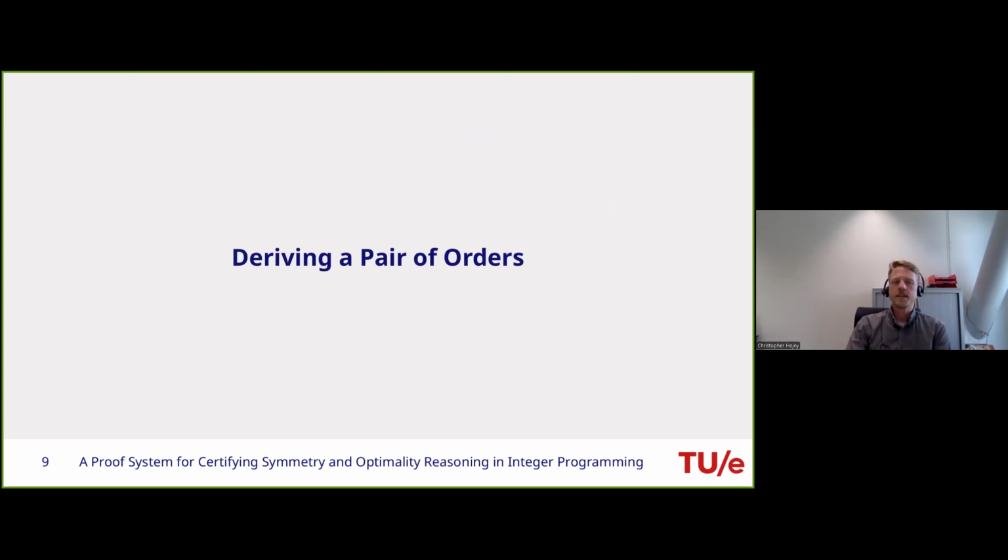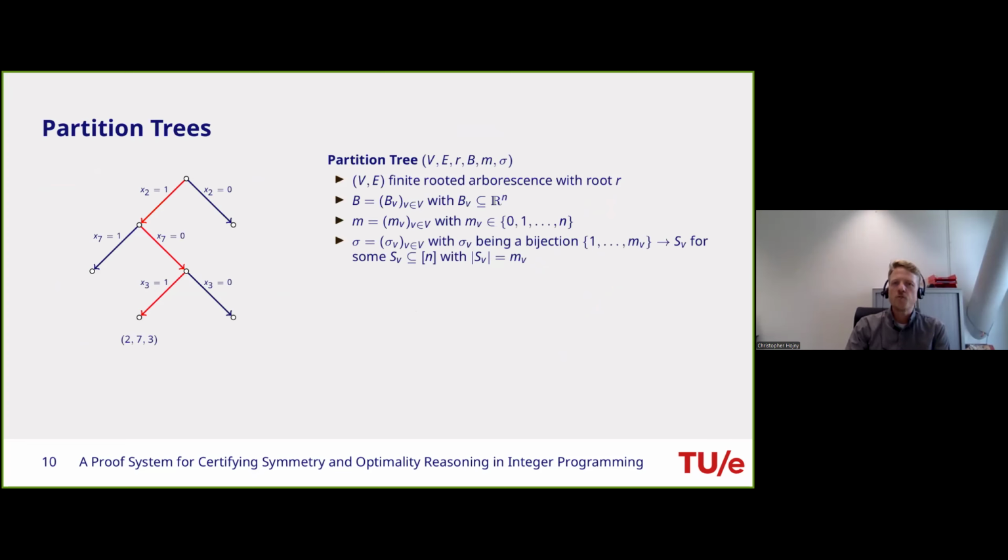So, this idea of dynamically deriving the orders based on the branch and bound tree led us to the following idea to derive orders. And we wanted to be flexible, such that we do not restrict ourselves to always follow the branch and bound tree. For this reason, we introduced an abstract generalization of branch and bound trees, which we call partition trees.